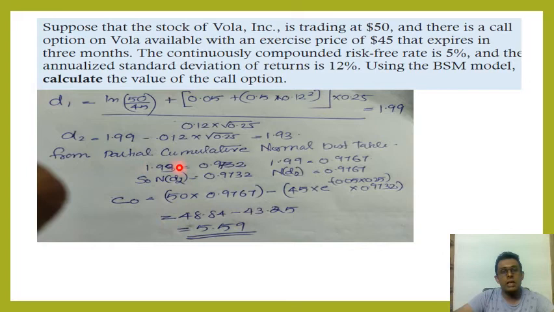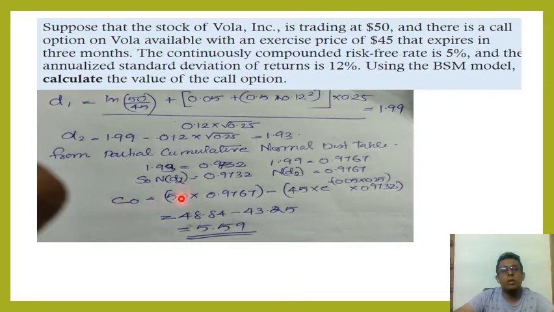So 1.93 corresponds to 0.9732 and 1.99 corresponds to 0.9767. So N(d2) is equal to 0.9732 and N(d1) is equal to 0.9767. So finding out this is N(d1) and this is N(d2).